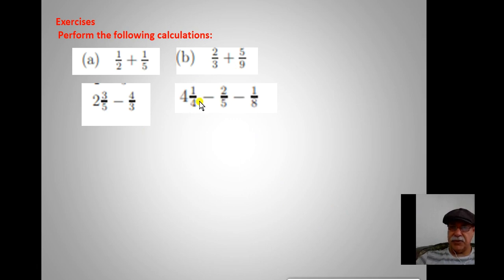First, you must simplify this fraction: 4 times 4 is 16, plus 1 is 17 over 4. Here 2 times 5 is 10, 10 plus 3 is 13 over 5. After that you continue to simplify the fraction depending on the rule or the process you saw in this presentation.